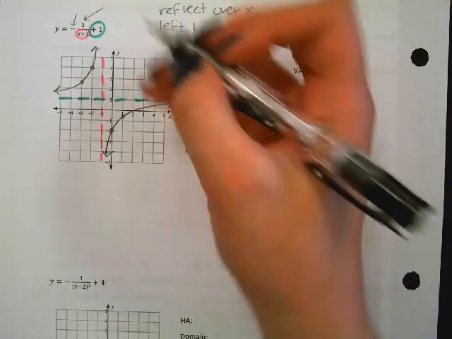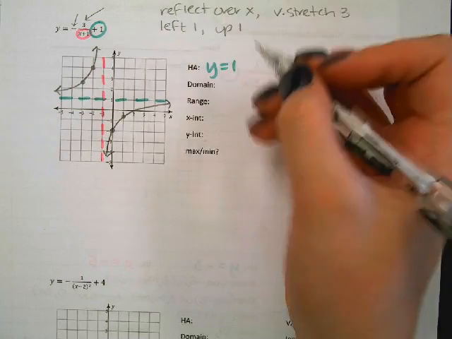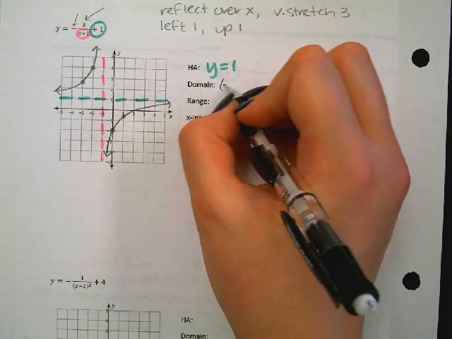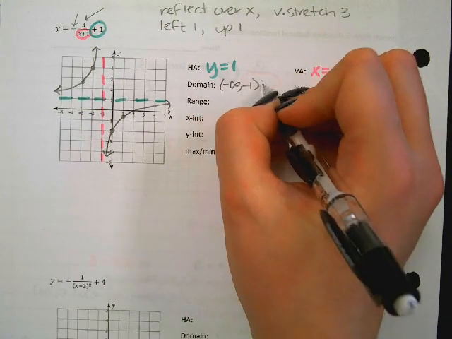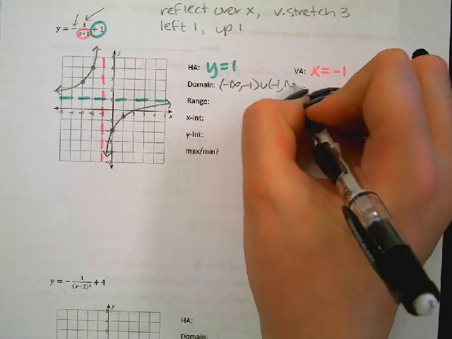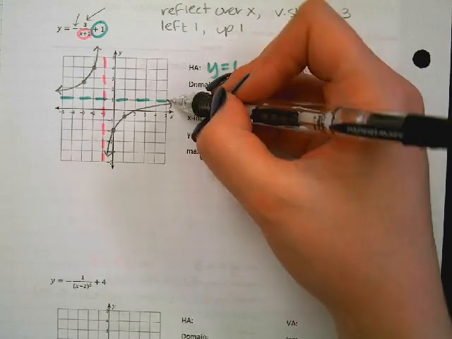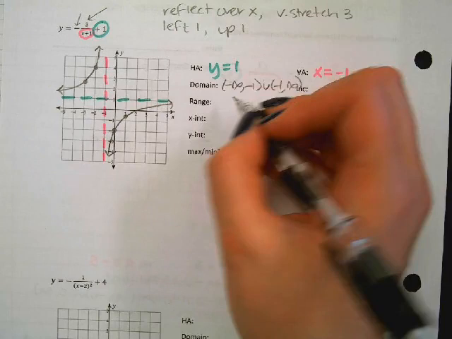So the domain this time we're skipping that x value of -1. So -infinity to -1, -1 to infinity. This time we're skipping a y value of +1.